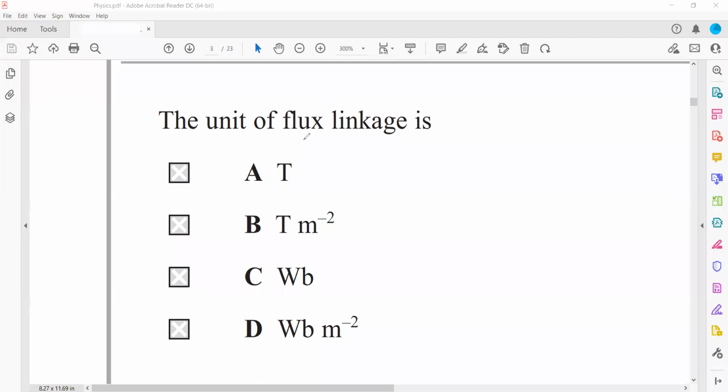So the unit of the flux linkage, or N phi, the same question. It's not Tesla, because a Tesla is the unit for the strength of a magnetic field. Tesla per meter square is not the correct unit for any of them. Weber is there because Weber is the unit for phi or N phi. N does not have any unit, so it's the same as phi or N phi. Weber per meter square is a unit for magnetic field strength, not for flux linkage. That's why C is again the right answer for this.